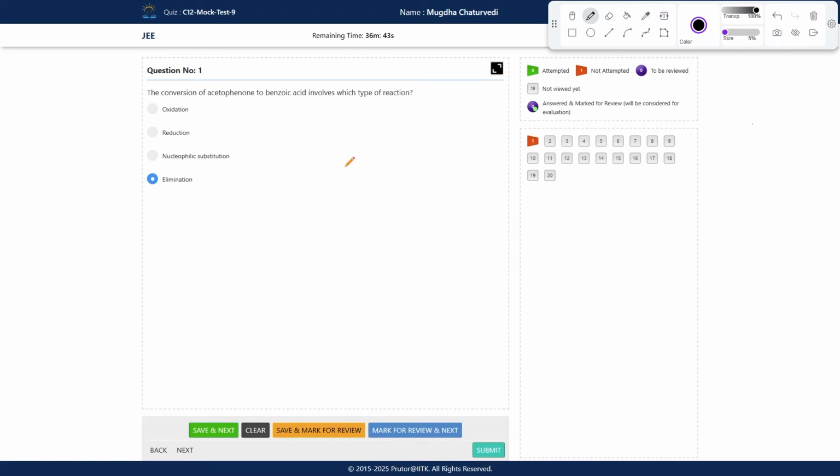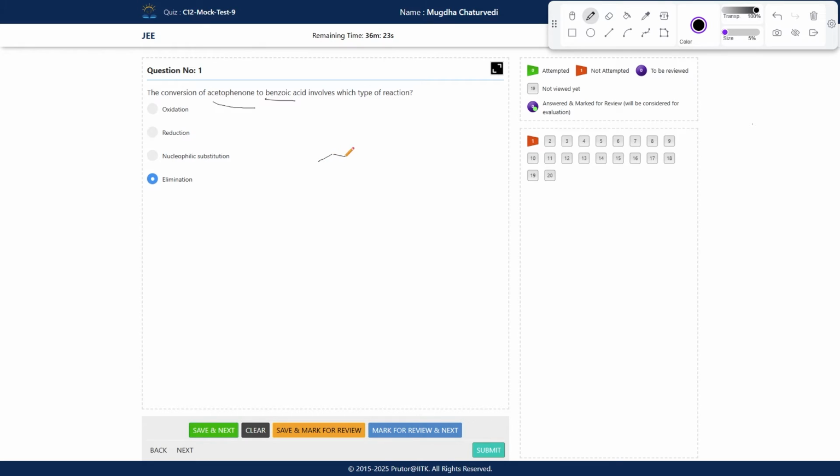Hello students. So today we are going to solve class 12th mock test 9. So let us begin with the first question. So first of all, see what this question is saying. It is the conversion of acetophenone to benzoic acid.